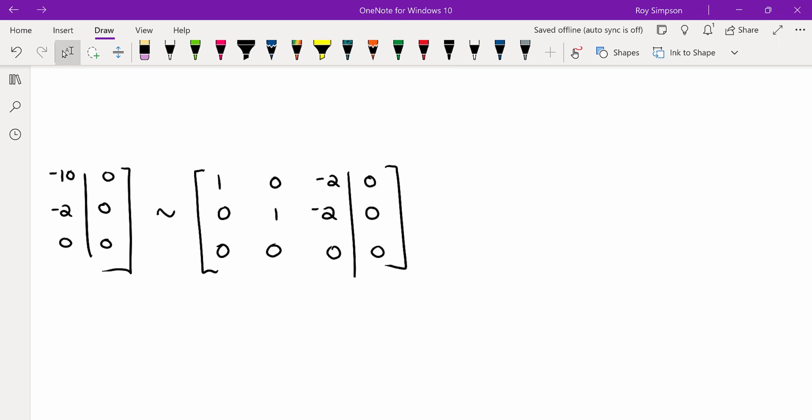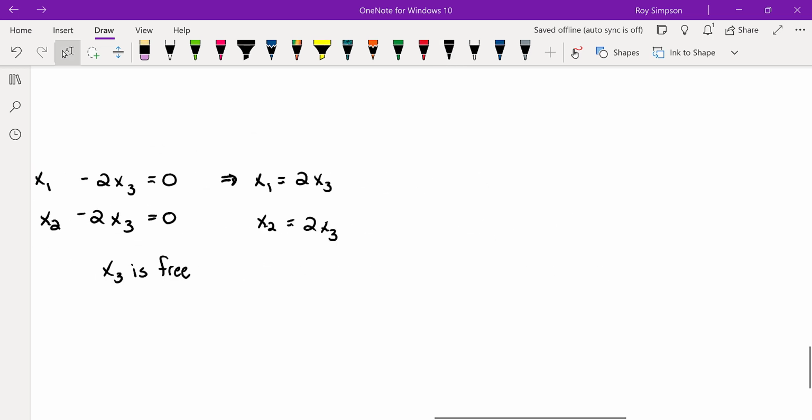And as equations, this tells me x sub 1 minus 2x sub 3 is equal to 0. And x sub 2 minus 2x sub 3 is equal to 0. The only variable without a leading coefficient, or basically the only variable that doesn't have a lead entry in its column, is the x sub 3 variable. So x sub 3 is free.